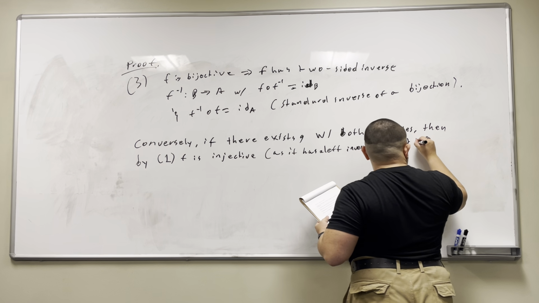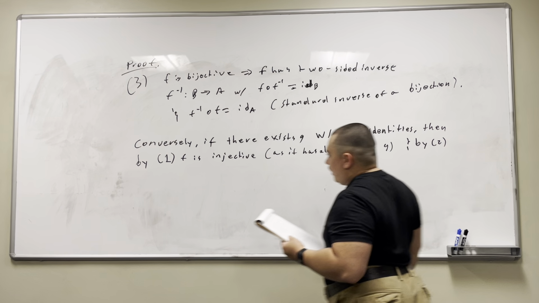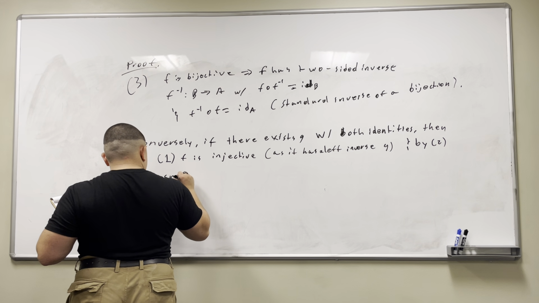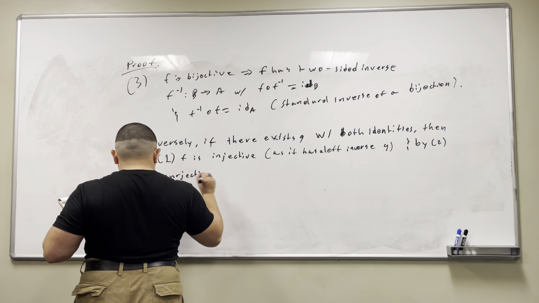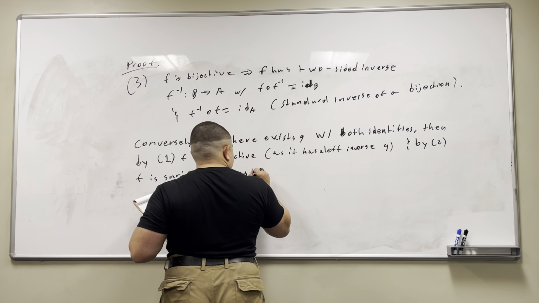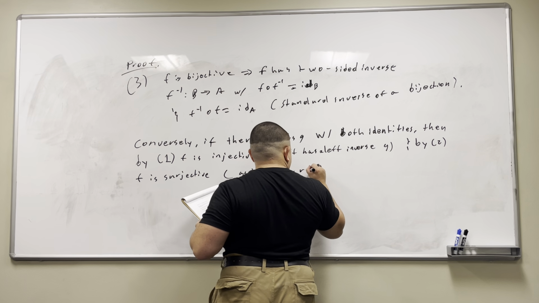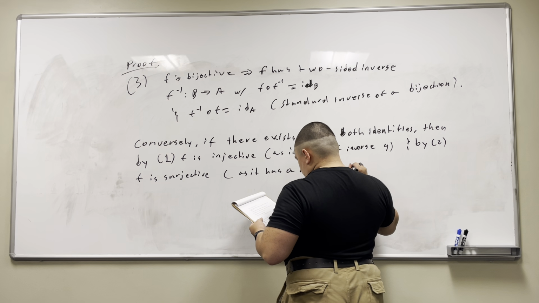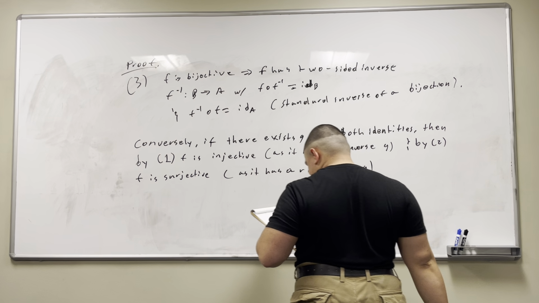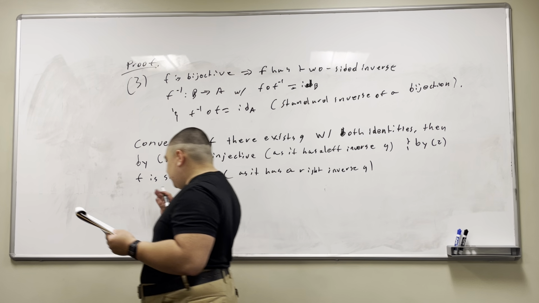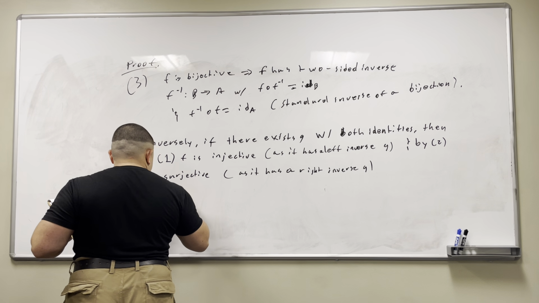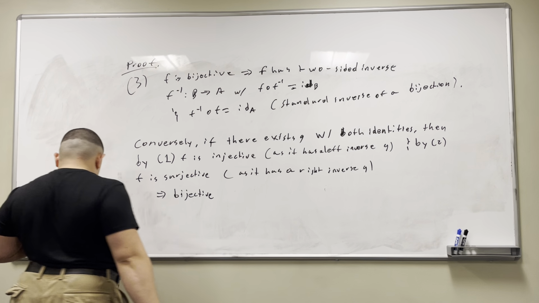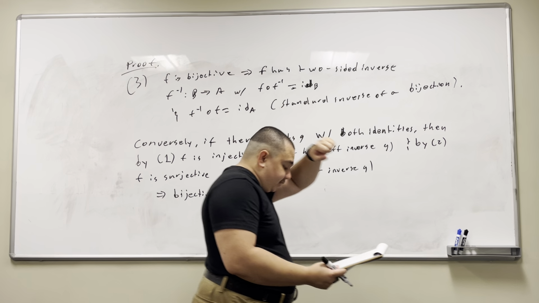and by 2, f is surjective, as it has a right inverse g. So, putting these together, of course, what do we get? Well, it's two-jective, it's bijective. Okay.